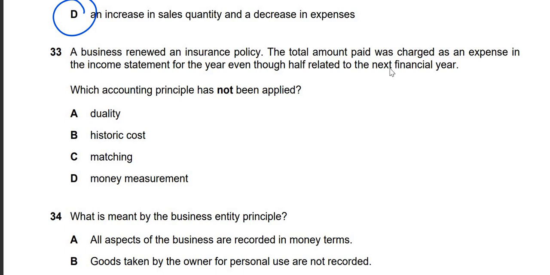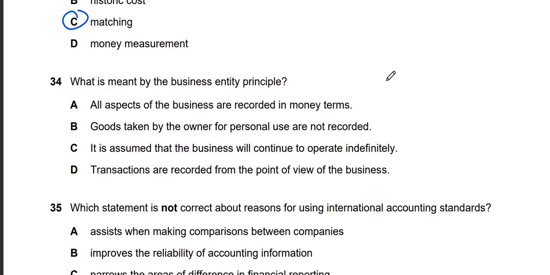Question 33. It says a business renewed an insurance policy. The total amount paid was charged as an expense in the income statement for the year, even though half related to the next financial year. Which accounting principle has not been applied? The accounting principle that is not applied is matching, because the matching principle states expenses of the current year should be recorded in accounting books. Only the current year, not the next year.